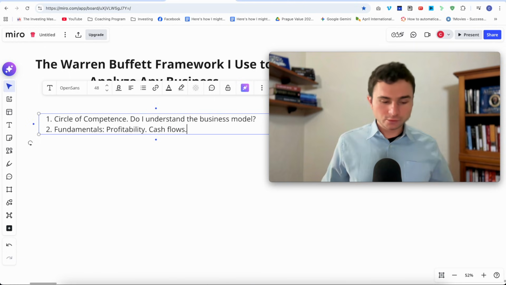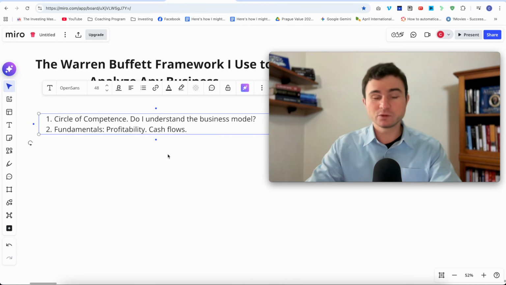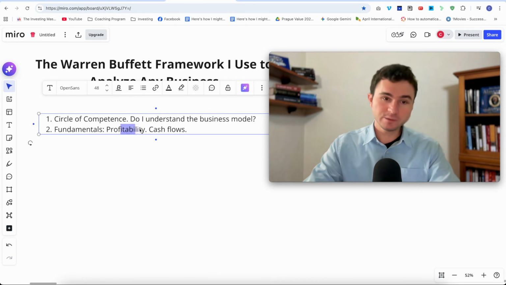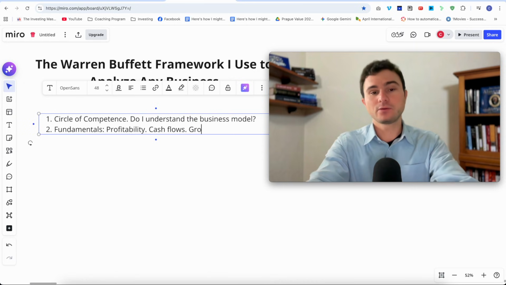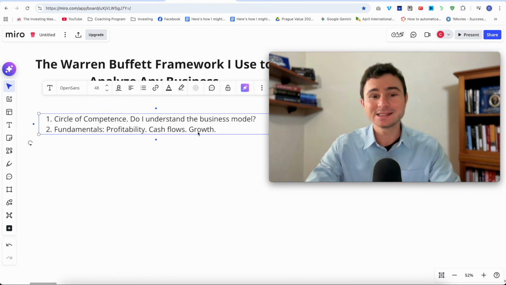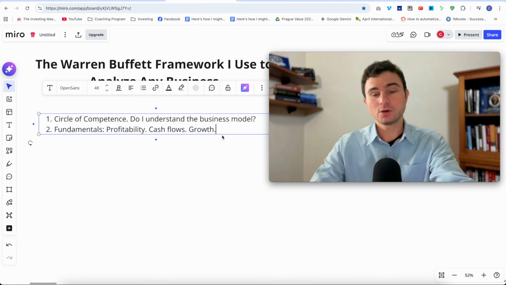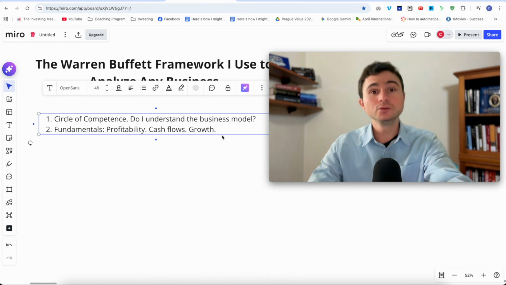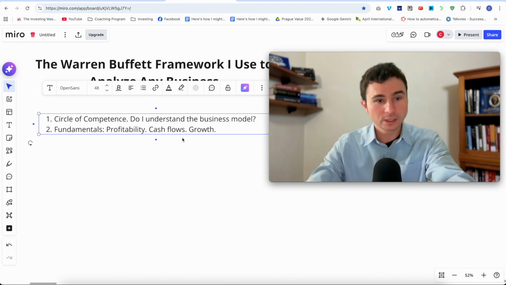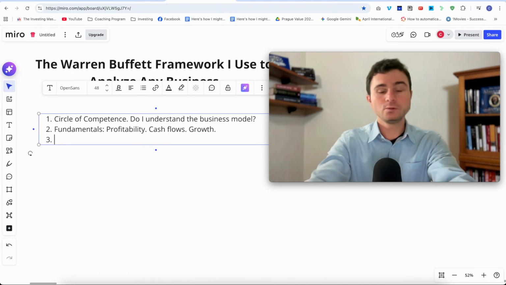That could be important. You can add back SBC. Some companies are different. You have different accounting treatments. But anyway, you want profitability and cash flows and growth. Not all companies will be growing cash flows. Over the past 10 years, 20 years, you want a good track record of profitable growth.